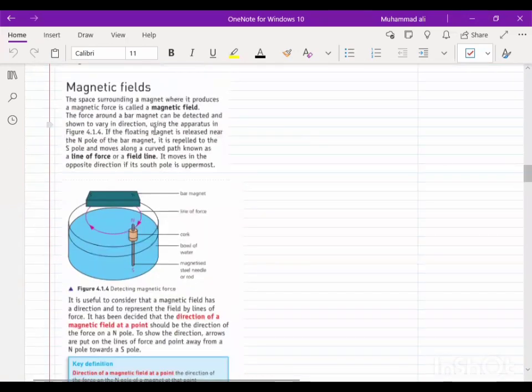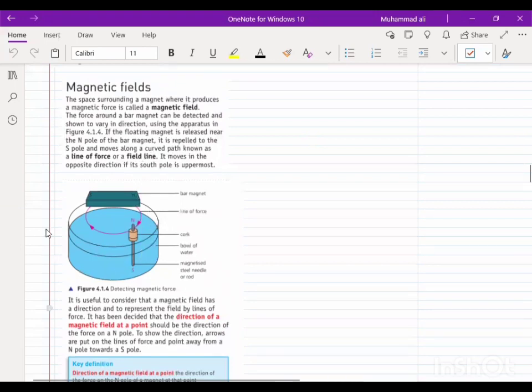Now the space surrounding a magnet where it produces a magnetic force is called a magnetic field, that I just talked about. The force around a bar magnet can be detected and shown to vary in direction using the apparatus. If the floating magnet is released at the north pole of the magnet, okay, so this is the floating magnet, what is going to happen? It's going to be repelled, right? So it's going to be repelled towards the south pole, and it moves along a curved path.